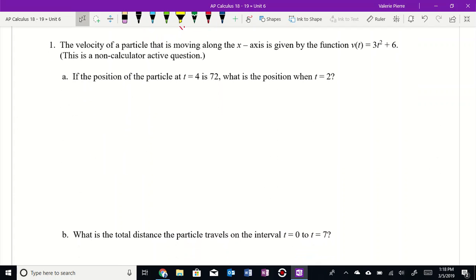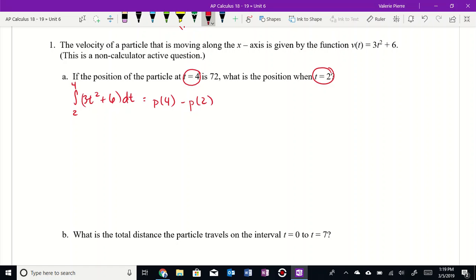The velocity of a particle that is moving along the x-axis is given by the function v of t equals 3t squared plus 6. This is a non-calculator problem. If the position of the particle at t equals 4 is equal to 72, what is the position when t equals 2? So we know that our times are 4 and 2. So our integral is going from 2 to 4 of 3t squared plus 6 dt, and that'll be equal to our position at 4 minus our position at 2.